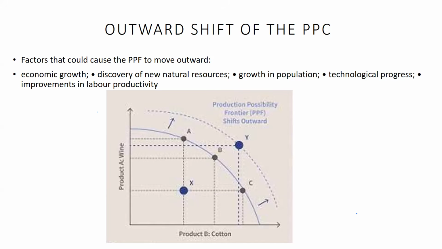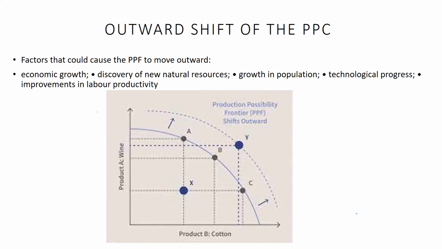So let's say you discover new natural resources. That would push the curve outwards. Or you improve your technology. That could push the curve outwards. Your labor gets more efficient. That could push the curve outwards, because it allows you to produce more.